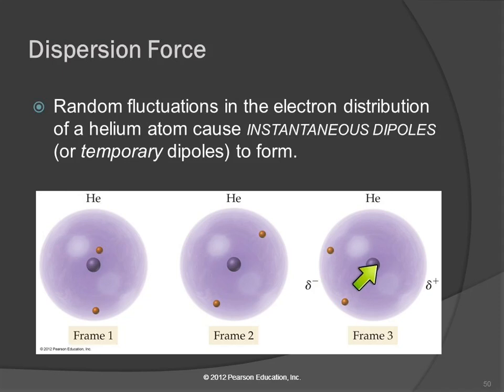All the positive charge is on the nucleus. All the negative charge is on the electrons. If the electrons are not evenly distributed around the nucleus, then we get one part of the atom being a little bit positive and one part being a little negative. And it just happens randomly.